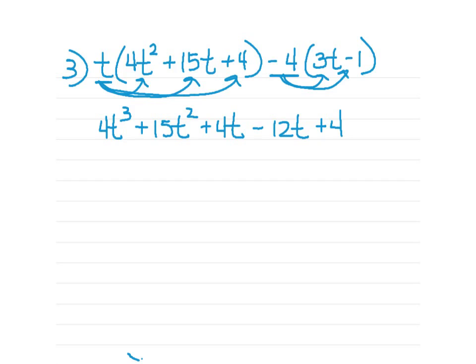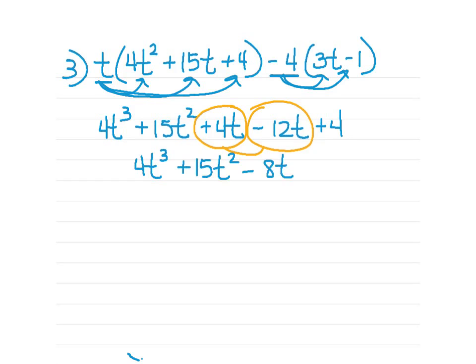Our next step then is to simplify by combining like terms. Please note that positive 4t and negative 12t are like terms that will be combined. So we have 4t cubed plus 15t squared minus 8t plus 4. And that is simplified.